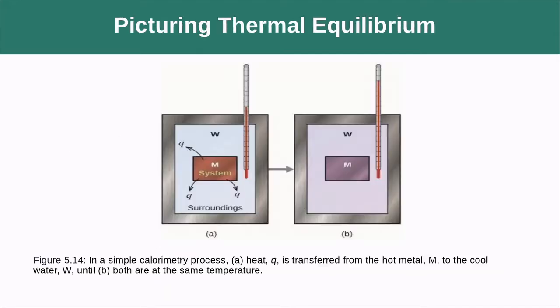If we picture what's happening here, we've got our metal inside of our calorimeter. That's our system. Heat's being released out to the water, which is our surroundings. Eventually they come to thermal equilibrium, and we can see that the thermometer's temperature has risen because the water, the thing that we're actually measuring, got warmer.